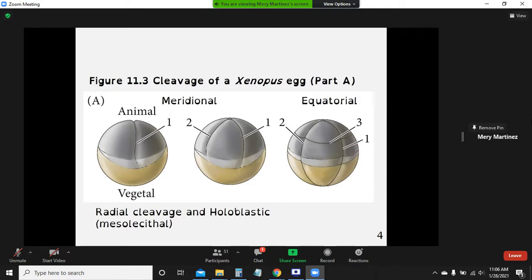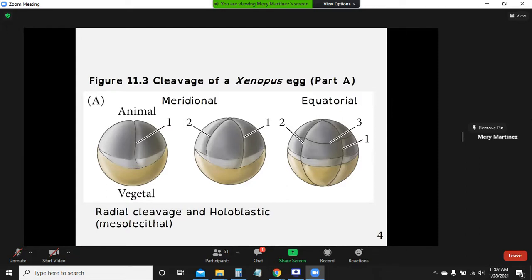So the first division, meridional, bisects the gray crescent and slowly progresses from the animal to the vegetal pole. This movement is slow because of the high content of vitellus that is mainly concentrated in the vegetal pole of the egg. The second division, as we saw, is at a right angle to the first and is also meridional. Because of the yolk, the second begins before the first one is completed.